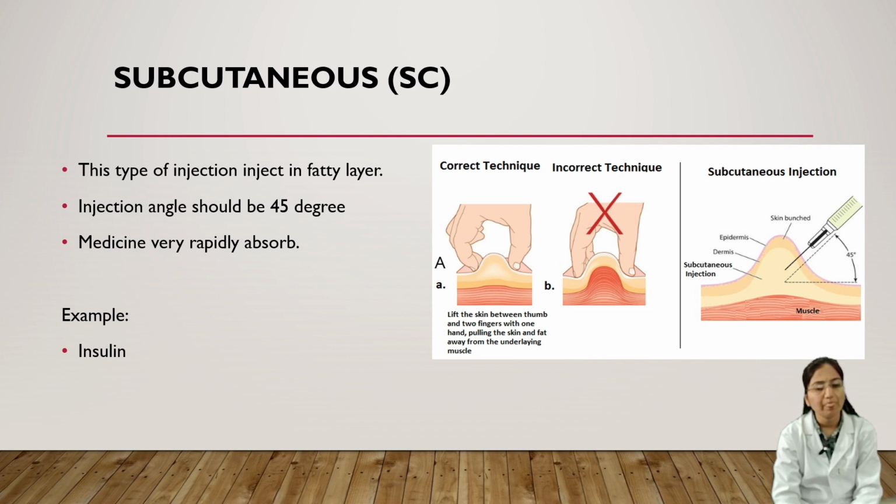Next we'll see subcutaneous. This type of injection is injected in the fatty layer. The injection angle should be 45 degrees. You can see in this picture the 45 degrees, and the medicine is absorbed rapidly here. For example, insulin.